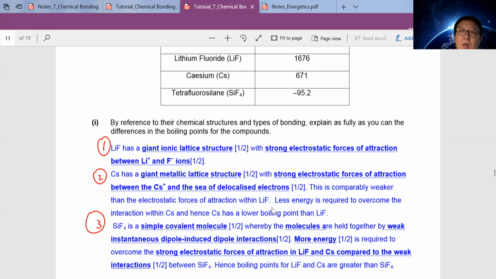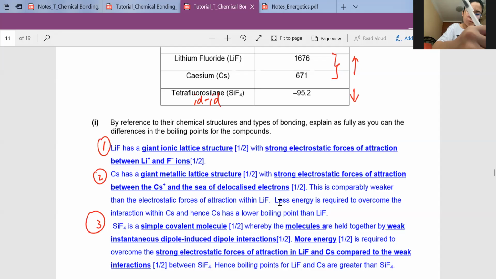Okay, ID kind. If you resolve the dipole moment, this one is non-polar. So it's ID. There's no PD here, right? So more energy is needed to overcome the ionic bond and metallic bond compared to the weak interaction between your silicon fluoride. So that's why you can see that they are in a class of their own. These two, the boiling point is super high, and this one super low. Because it's intermolecular forces for the third one, and then metallic bond for the second one, and the first one is your ionic bond.